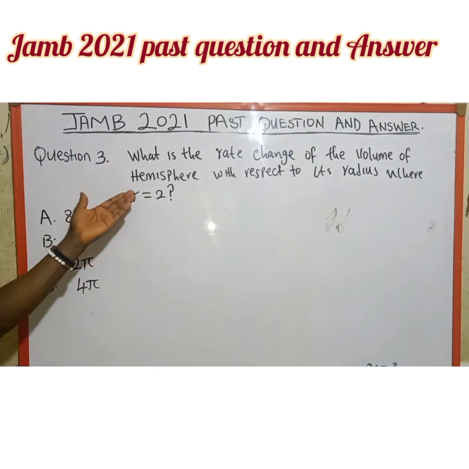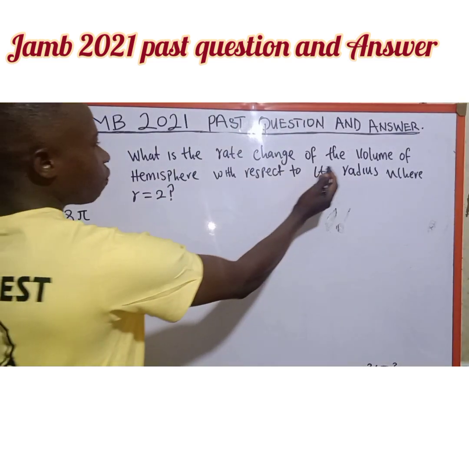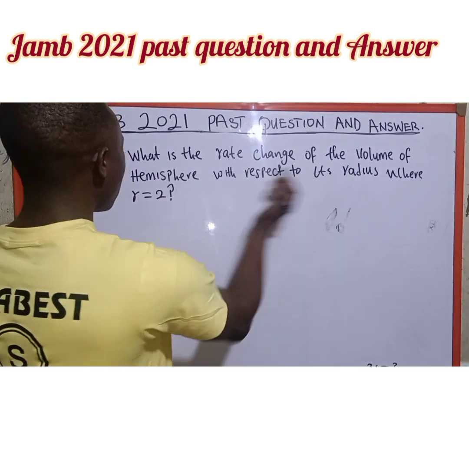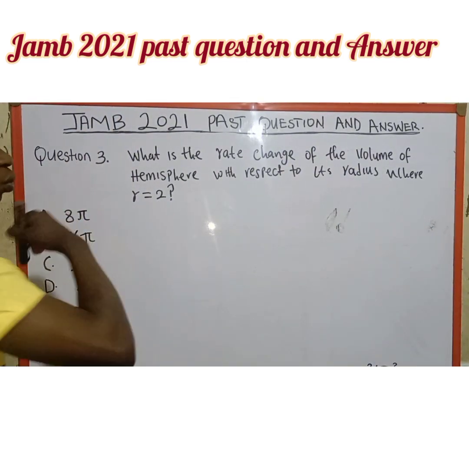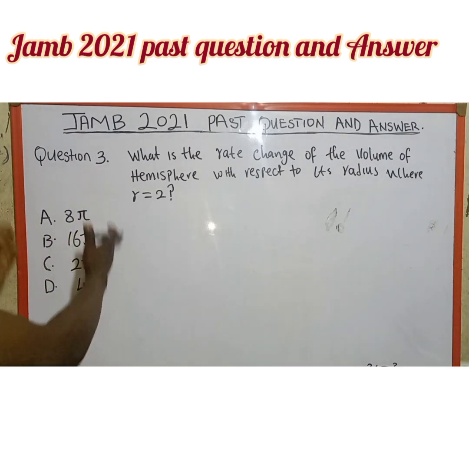So this is question number 3, JAMB 2021. The question reads: what is the rate of change of the volume of a hemisphere with respect to its radius, where r is equal to 2? This r here implies radius, and we are given these available options.